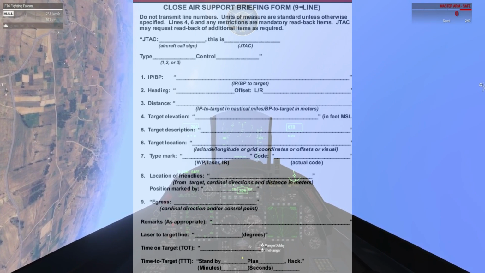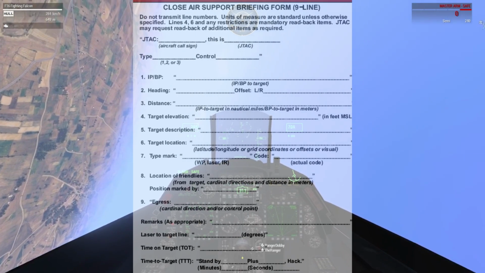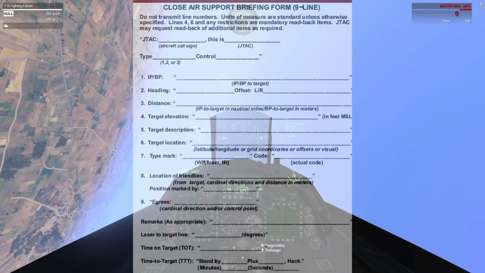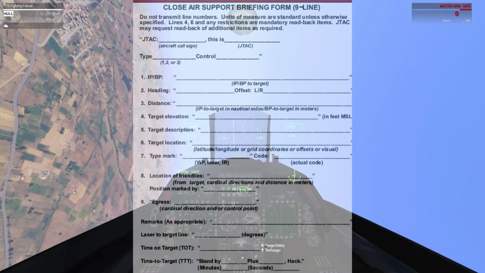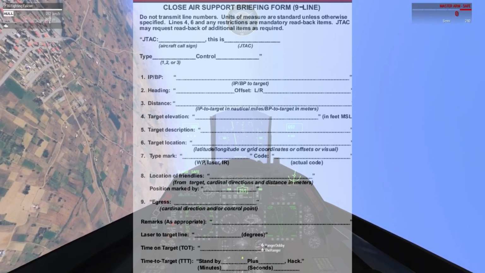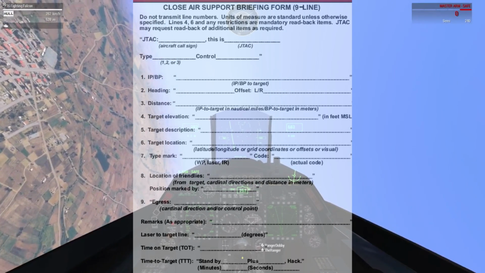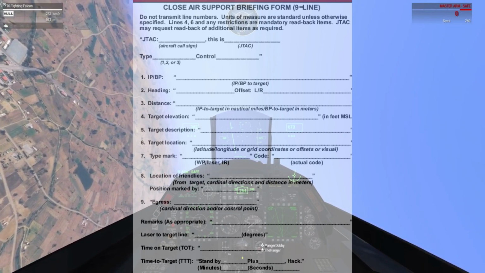Alright, so going over the lines, or the 9 lines of a 9-line briefing. Lines 1 through 3 are dealing with the IP points, which we'll not be covering. As I said, they're generally associated with keyhole CAS and things of that nature, so we'll not be going on to that. So moving on to line 4.